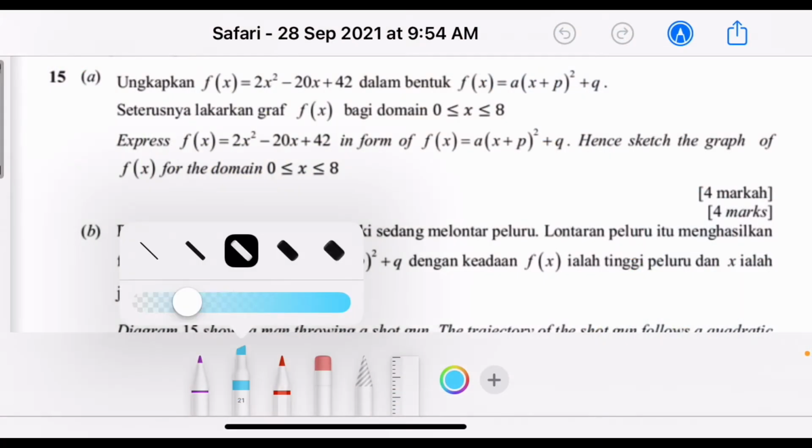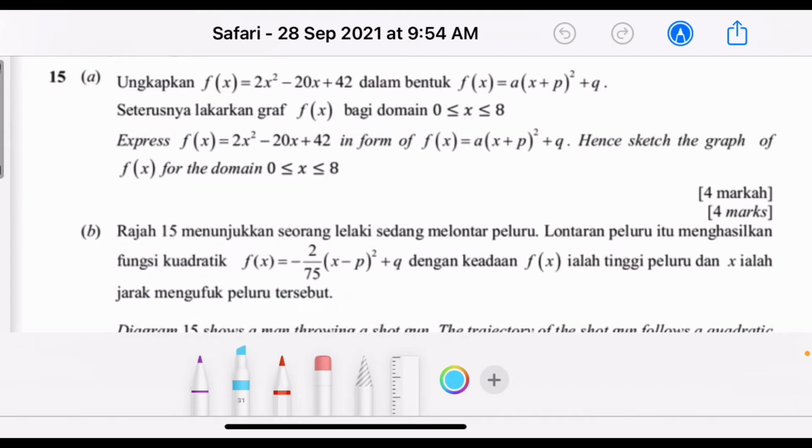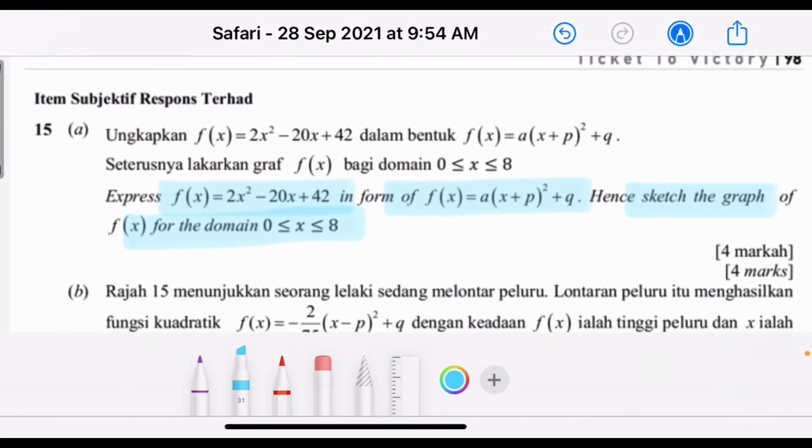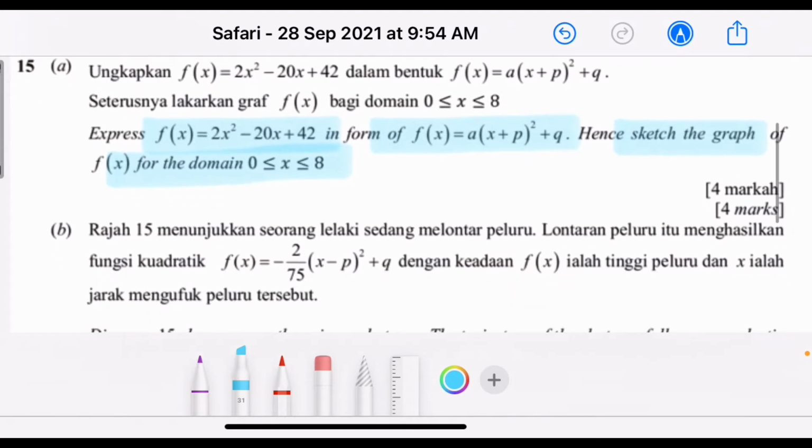Question number 15. Express the function f(x) in the completing the square form. Hence, sketch the graph for the function for the domain x from 0 to 8. For this question, we need to sketch the graph, right? Before we sketch a graph, we need to do completing the square.